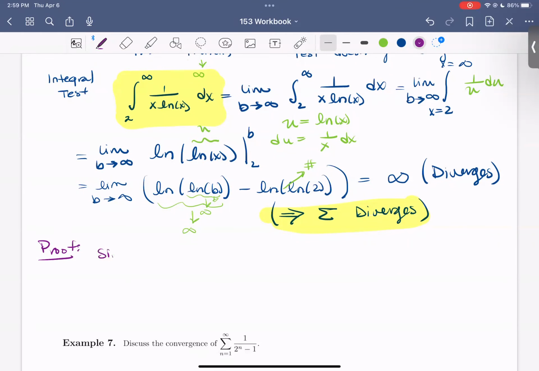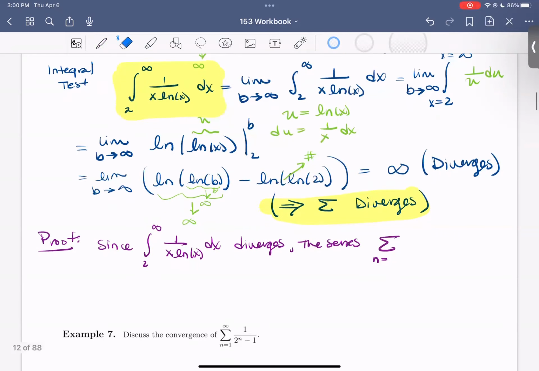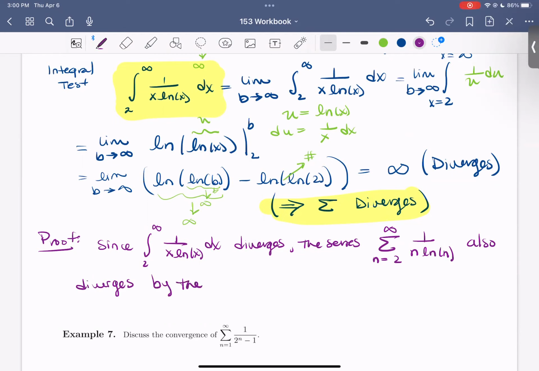All right, since the improper integral from 2 to infinity of 1 over x ln of x dx diverges, this means the series from n equals 2 to infinity of 1 over n ln of n also diverges. And that is by the integral test.